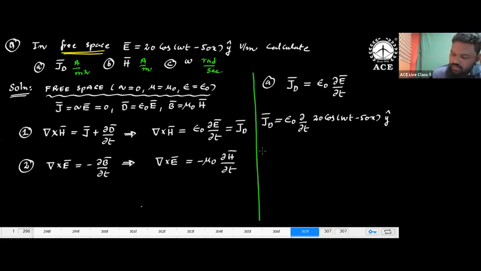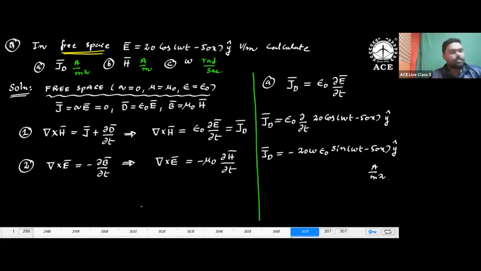So JD is equal to, differentiation with respect to time, so it will become minus 20 omega epsilon naught into sine(omega T minus 50x) into y cap. Units are ampere per meter square. Is that clear? Yes. So it is minus 20 omega epsilon naught sine(omega T minus 50x) y cap. Units are ampere per meter square. That is the first part of the question, very straightforward.